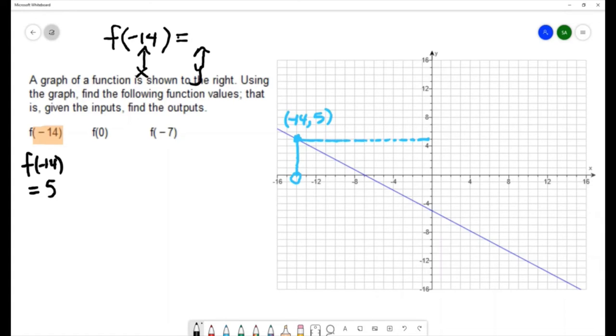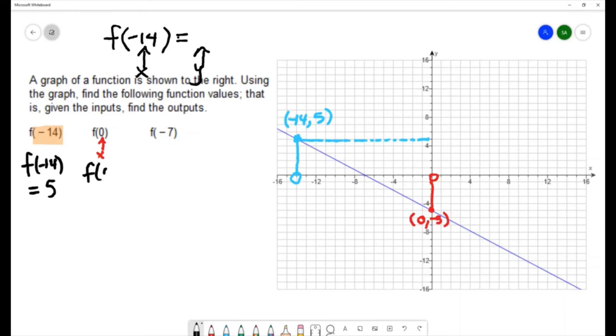We can do the same thing with the next one, f of 0. So 0 is the x, and x of 0 would be right here. We want to go to the graph and record what that y-coordinate is. So that ordered pair has an x-coordinate of 0 and a y-coordinate of -5.